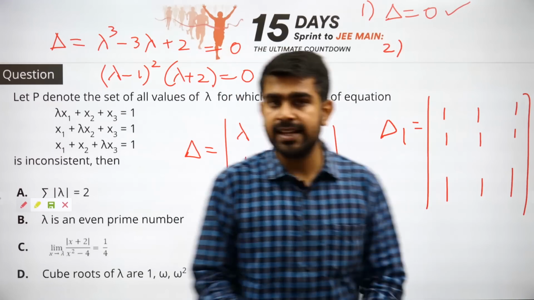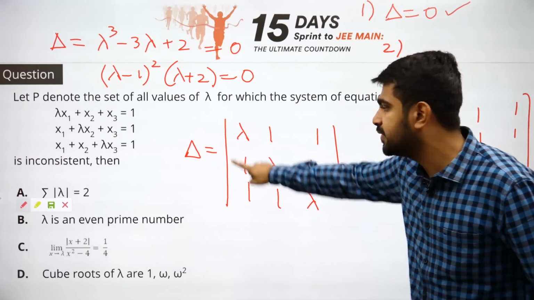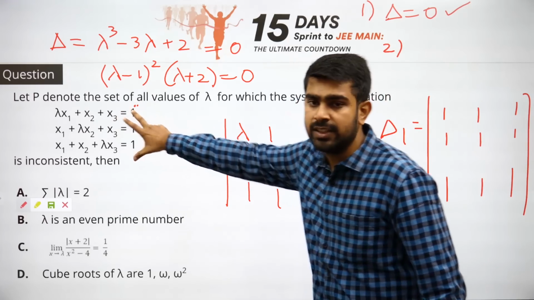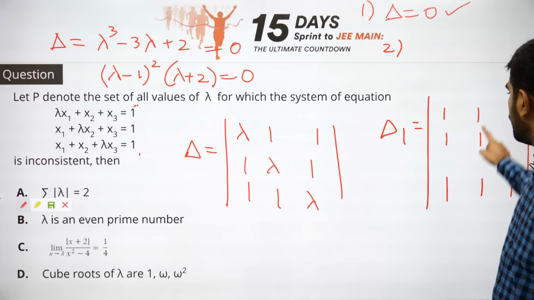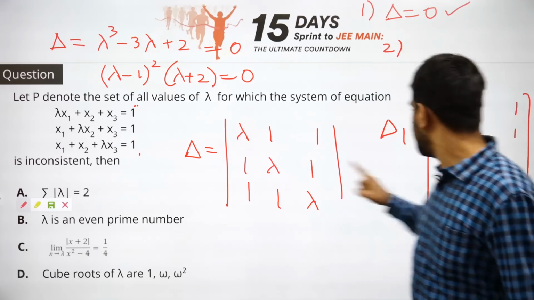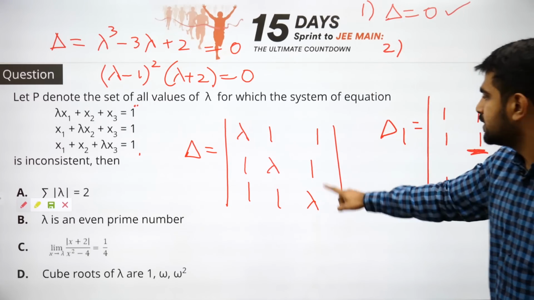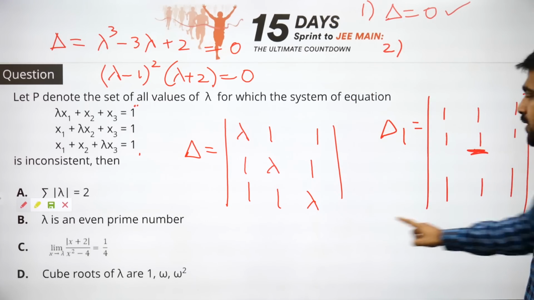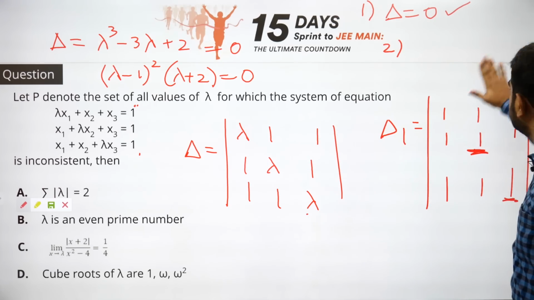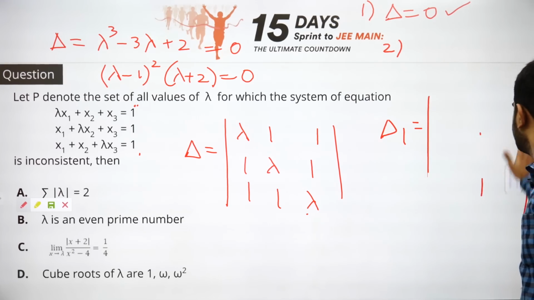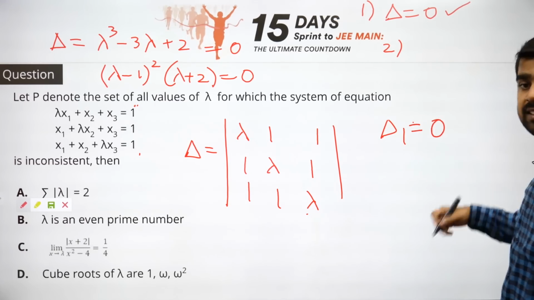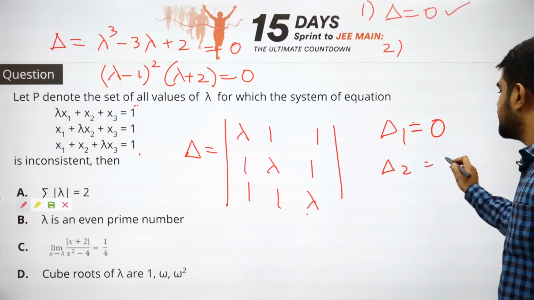How do I write delta 1? Delta 1 is nothing but the first column of delta replaced with these 3. So it will be 1, 1, 1, and then the second column 1 lambda 1, but lambda is 1, right? That is what we are trying to check, so I put lambda as 1. Now the third column will be 1, 1 and lambda, and lambda we have taken to be 1. That's what I have put here. But what is the value of this? The value of this is going to be 0. And similarly, delta 2 also will be 0. Delta 3 also will be 0.